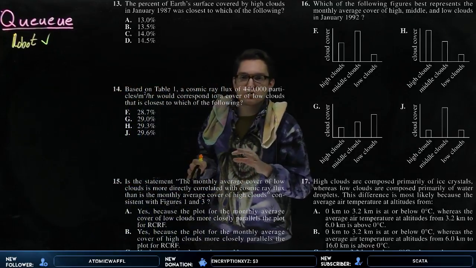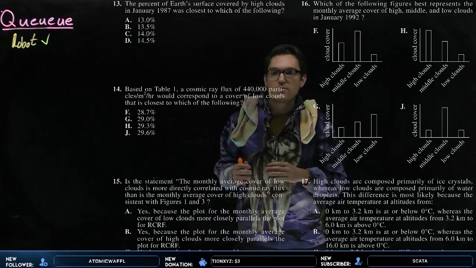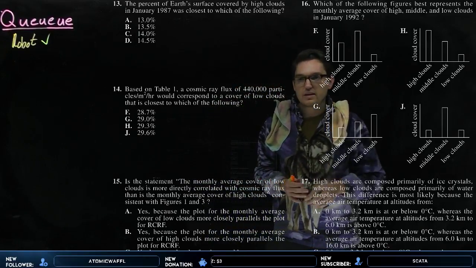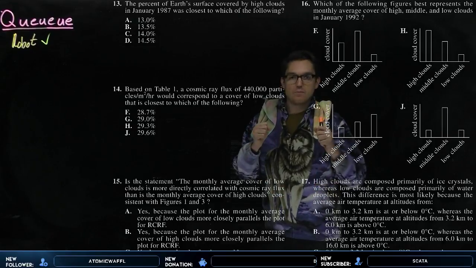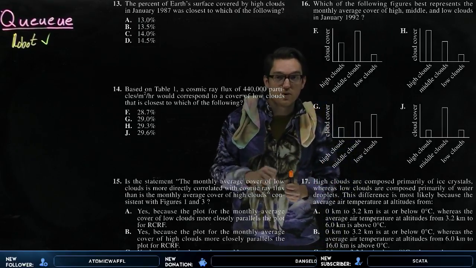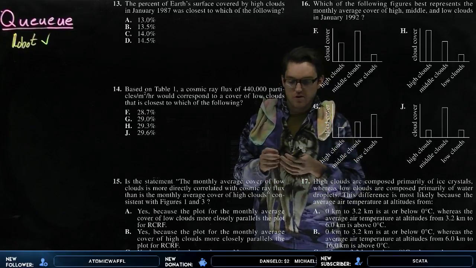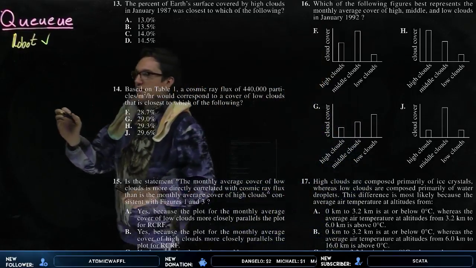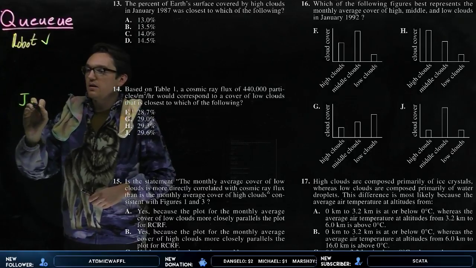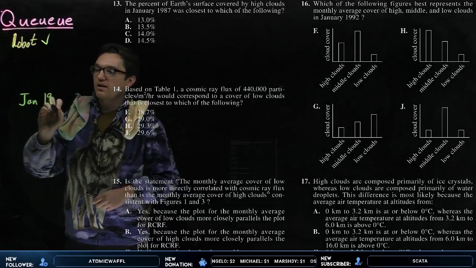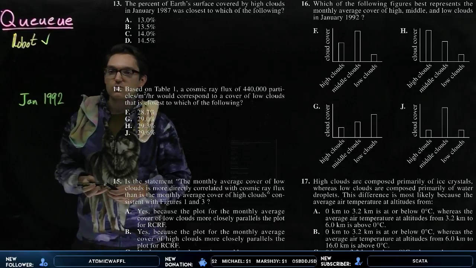Which of the following figures best represents the monthly average cover of high, middle, and low clouds in January 1992? All right. We're going to look at those three figures. One's high, one's middle, one's low. And we're looking at the monthly average cover in January of 92. I was still not born, but oh my gosh, we are getting close. Actually, there's still more than a year.